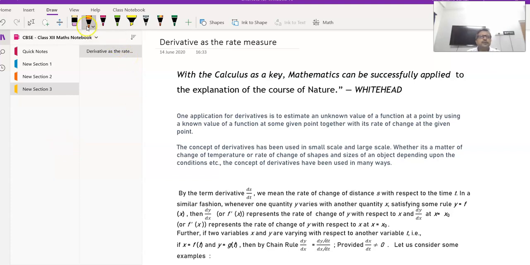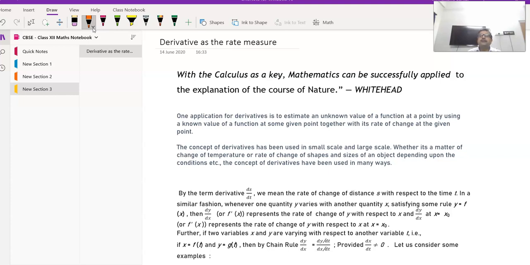Good evening. Today we are going to discuss derivative as rate measure, where we learn how a quantity which depends on another quantity changes at a particular instant. This change may be time rate of change. This change may be change of volume with respect to radius, something like that.